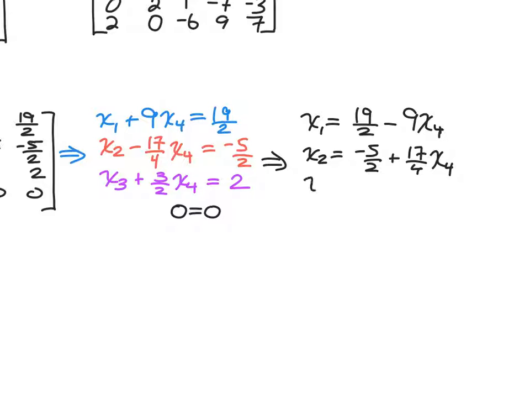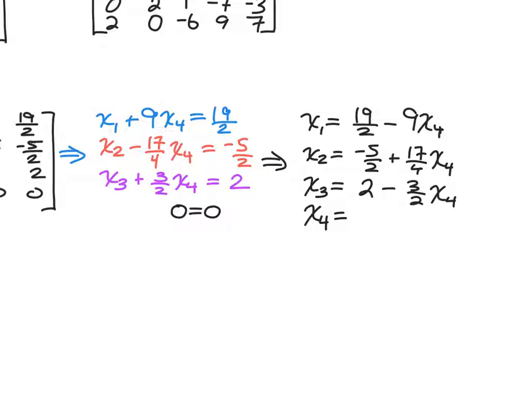And then x sub 3 would be equal to 2 minus 3/2 x sub 4. So then the big question would be, we had 4 equations with 4 variables, right? There were 4 equations. So the big question would be, okay, we've addressed x sub 1, 2, 3, and 4, so what is x sub 4 equal to?